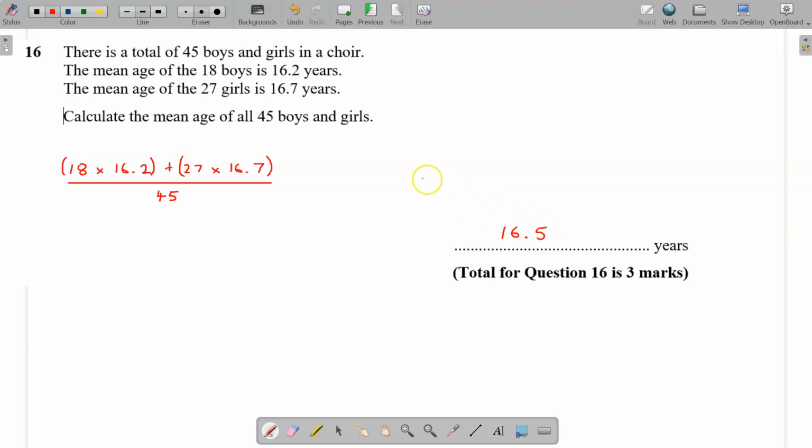The only way it would work to add them both together and divide by 2 is if the number of boys and girls was the same in this, and they're not. Okay, so that's it. That's the end of the paper, and I hope that was helpful.